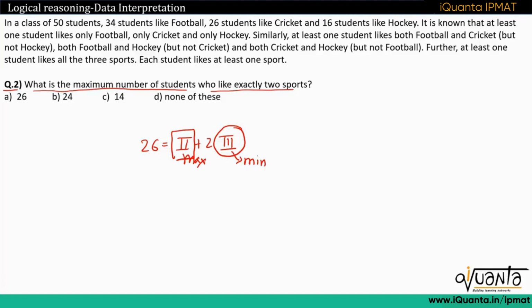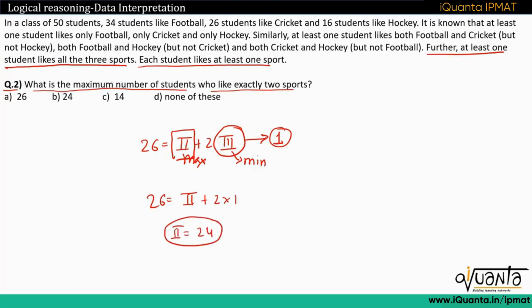We know that it was given to us that each student likes at least one sport, and also that at least one student likes all 3 sports. So at least one student likes all 3 sports, that means the minimum value of exactly 3 will be equal to 1. So let me put 1 over here. 26 will be equal to exactly 2 plus 2 into 1. Exactly 2 will come out as 24. So the maximum number of students who like exactly 2 sports will be equal to 24. So option B will be the correct answer.